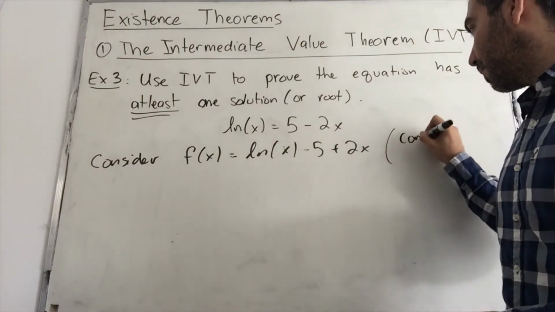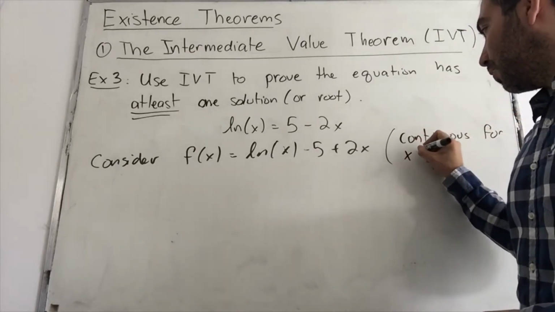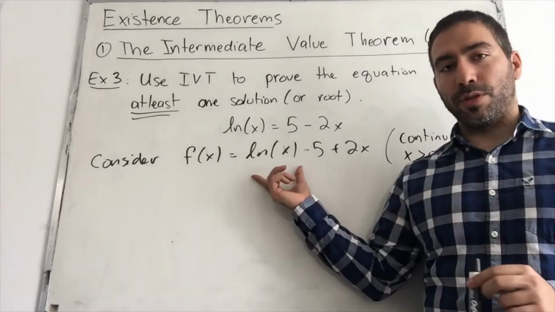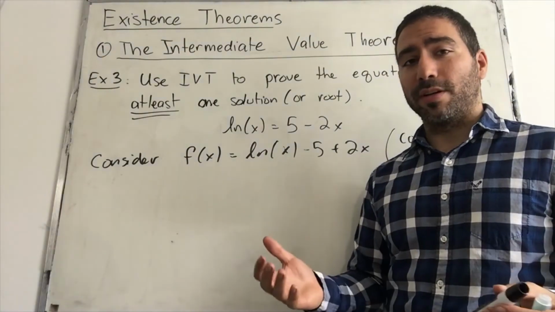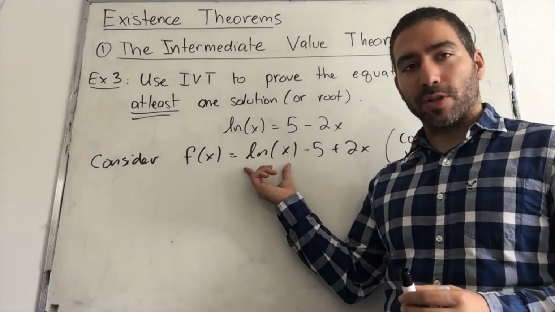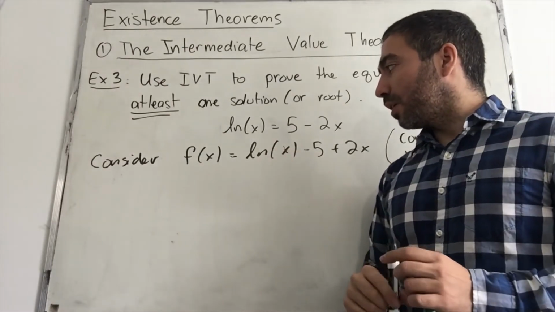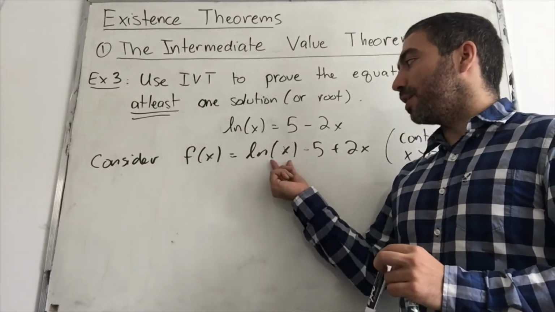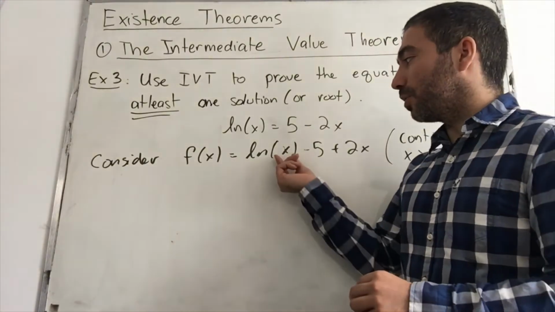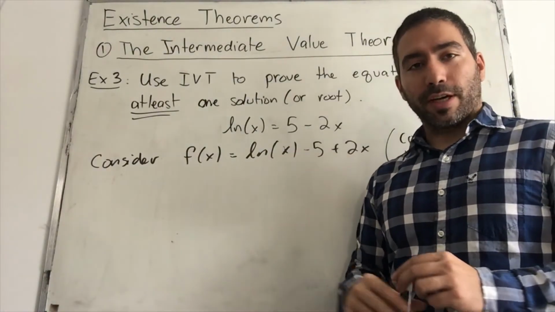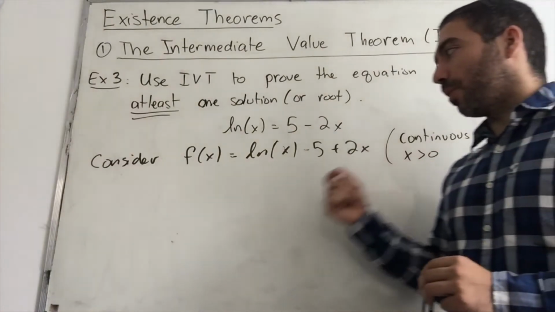So it's continuous for x greater than 0. We're using strictly positive values, because if you say it's continuous for all real numbers, that's wrong. Logarithms are only continuous on their domain, and their domain is all x values greater than 0. Log of 0 or log of a negative number will give an error message on your calculator. So you have to state that you're working with strictly positive values.